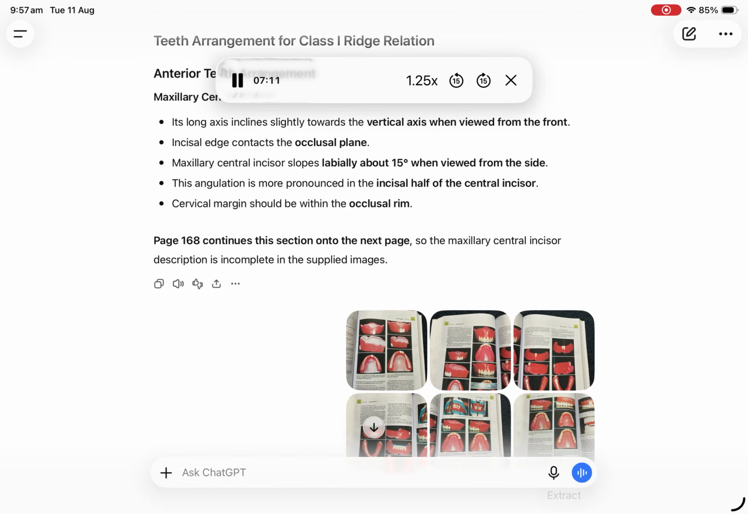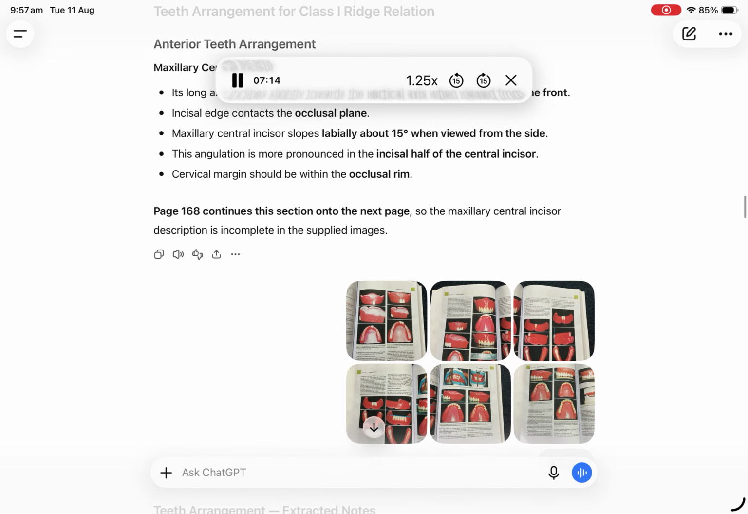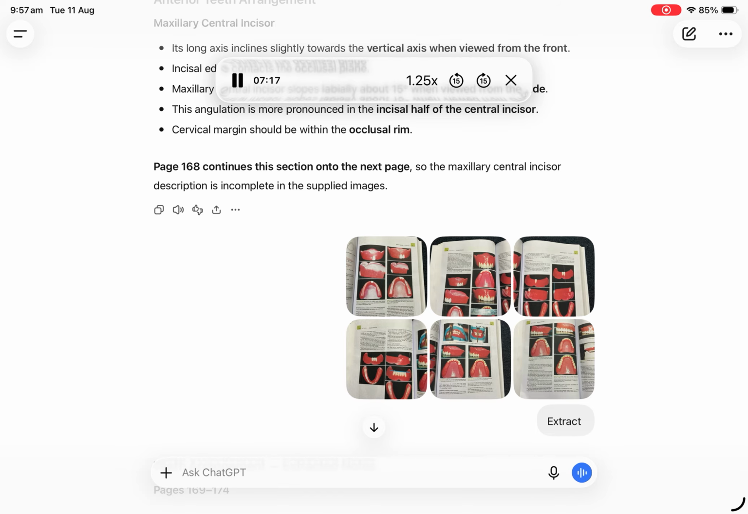Page 168 continues this section onto the next page, so the maxillary central incisor description is incomplete in the supplied images.